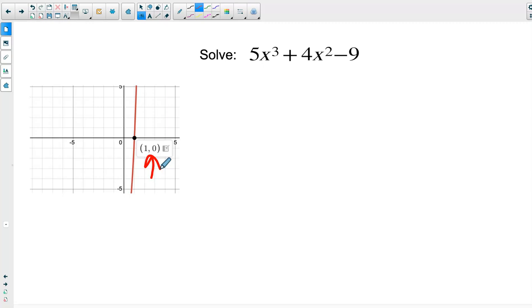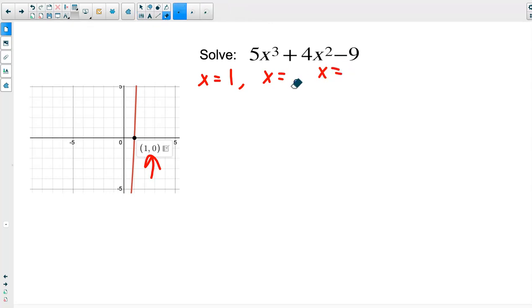How many solutions should I have for this problem? I should have 3 because we are at degree 3. Do I have any solutions? Yes. What's one of my solutions? X equals 1. So I'm going to put comma, x equals, and x equals.